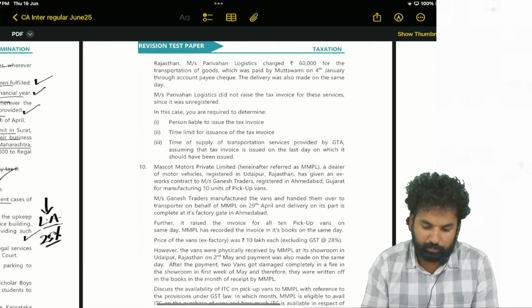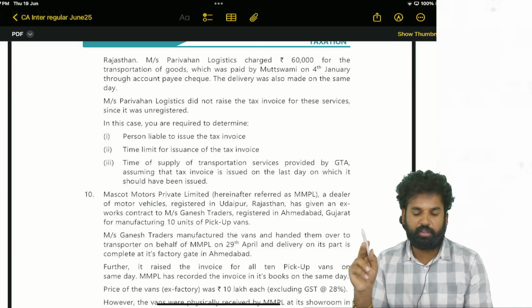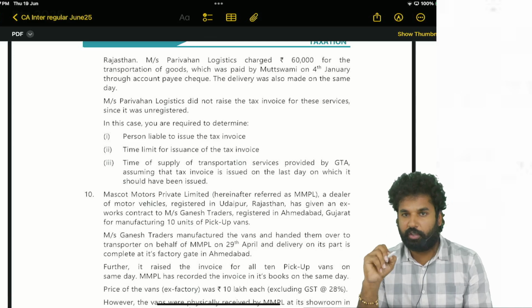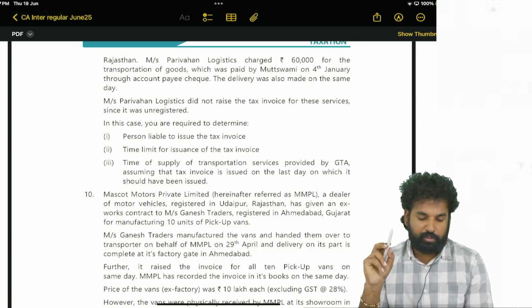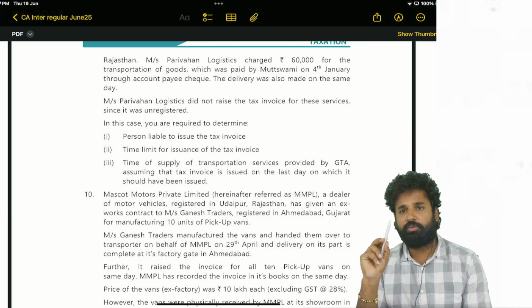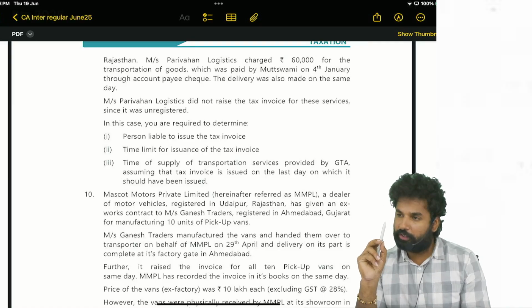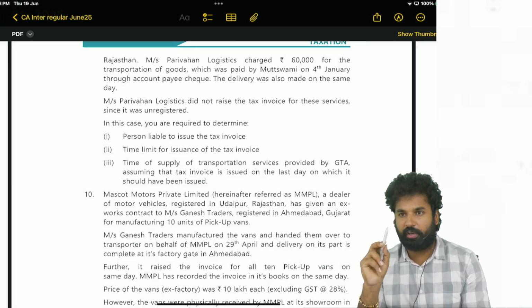Okay, Parivahan Logistics charged 60,000 for transportation of goods, which was paid by Muthuswamy on 4th January through account payee cheque. Delivery was made on the same day. Parivahan Logistics did not raise the tax invoice for these services since it was unregistered. So in this case, you are required to determine person liable to issue the tax invoice. Who shall issue? This is a case of reverse charge mechanism. Who shall issue? Recipient shall issue. Since supplier is unregistered, recipient shall issue self-tax invoice.